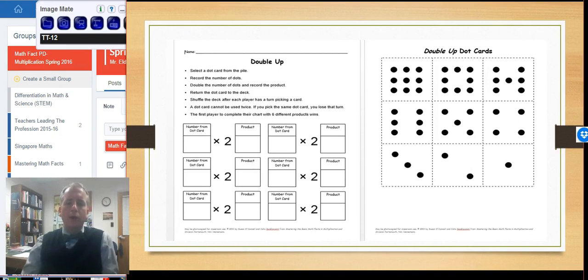Okay, so these are double up dot cards. I create these, I put them in a little Ziploc bag for my kids. The directions are on the sheet, right?